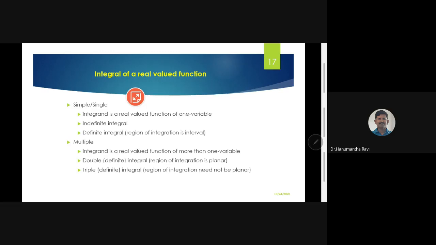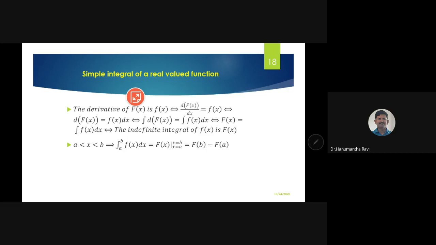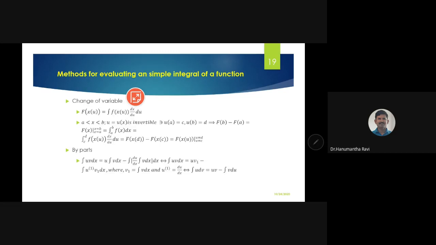See here some simple integrals of real valued functions. We know that integration is the reverse process of differentiation. That is what this slide says. The methods of evaluating a single integral are change of variable, which we are already talking about, and the other one is by parts, which we know: integral of U dV is UV minus integral of V dU, etcetera.